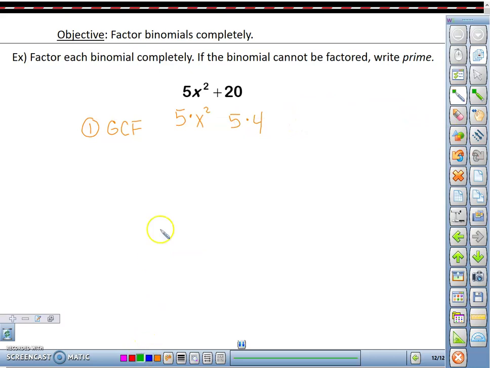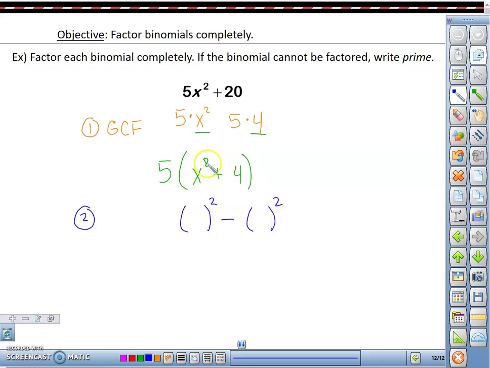So we are going to now factor out our GCF of 5. And in our parentheses then we're going to have x squared, and the 4 is positive, so that's going to give us x squared plus 4. So now we go on to that second step, checking to see if x squared plus 4 is a difference of two squares. So again, we're looking, can we write it as a quantity squared minus a quantity squared? So x squared is x times x, so we can put x there. 4 is 2 times 2, so we could put a 2 there.